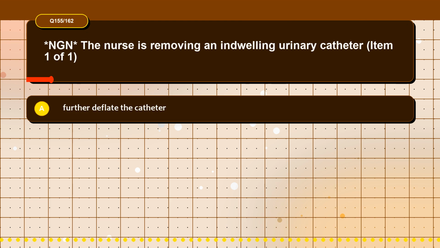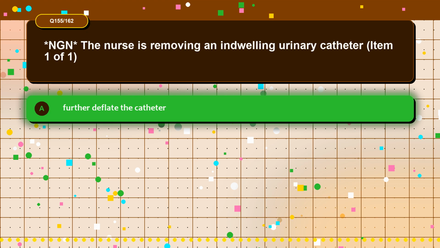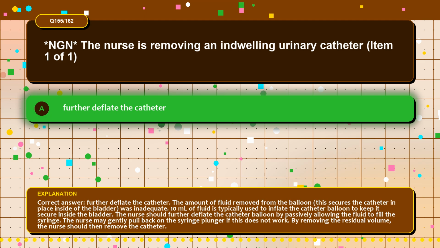Question 155. NGN. The nurse is removing an indwelling urinary catheter. Item 1 of 1. Here are the options. Option A. Further deflate the catheter. The correct answer is option A. Further deflate the catheter. Correct answer: further deflate the catheter.